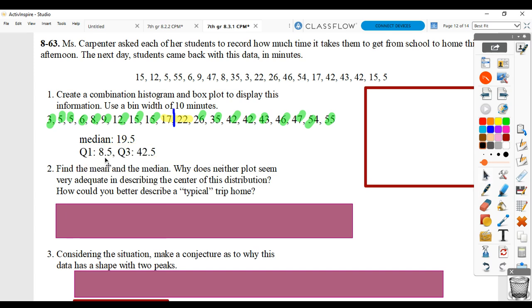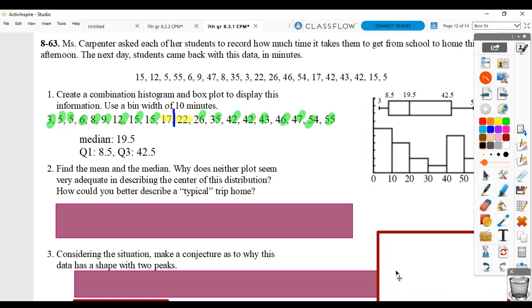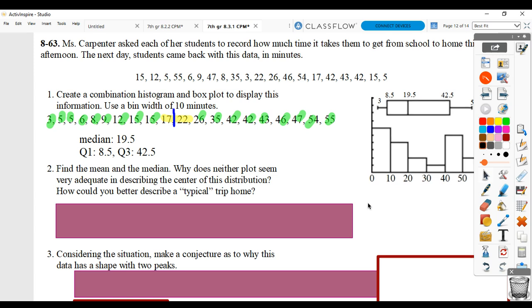And you should get quartile 1 being 8.5, halfway between 8 and 9. Quartile 3 being 42.5, halfway between 42 and 43. And then when you make your combination histogram and box plot, it would look like this. So what they did first is they showed the intervals along the bottom, 0, 10, 20, 30, 40, 50, and 60. 60 got cut off a little bit here.